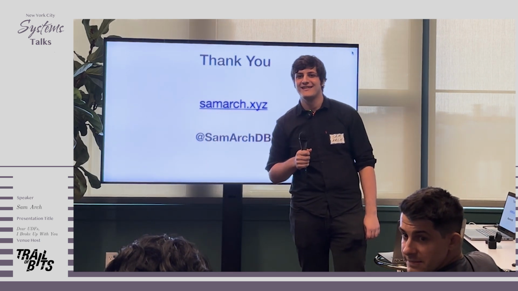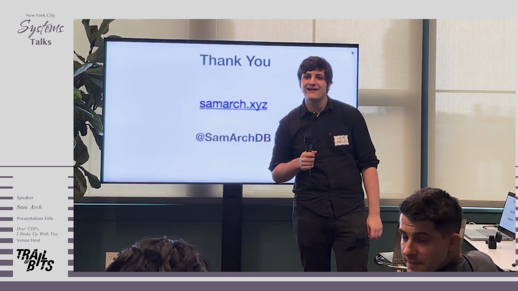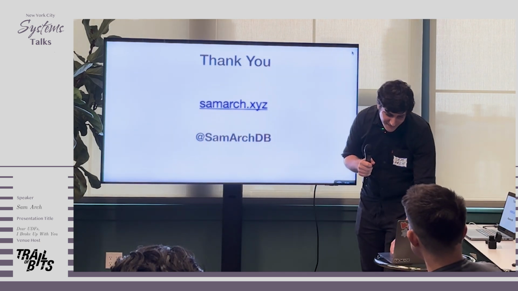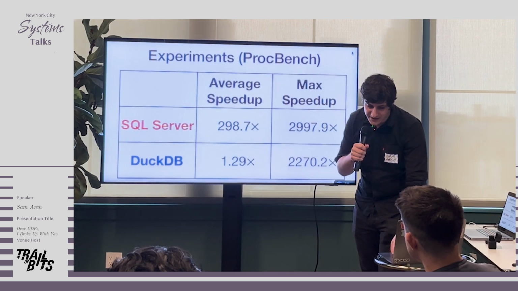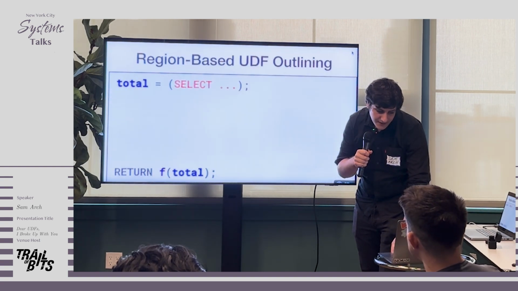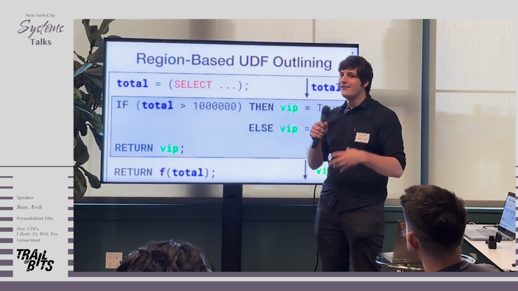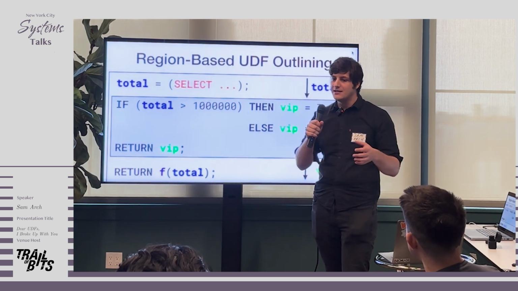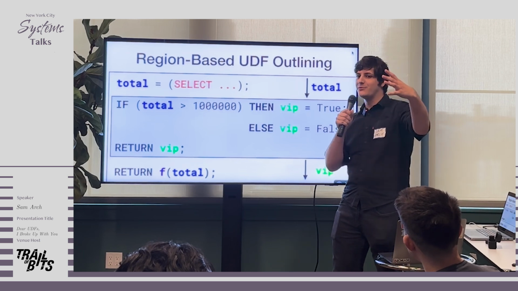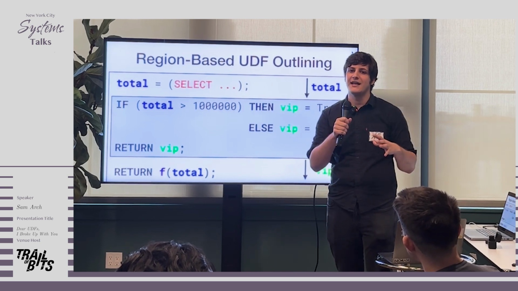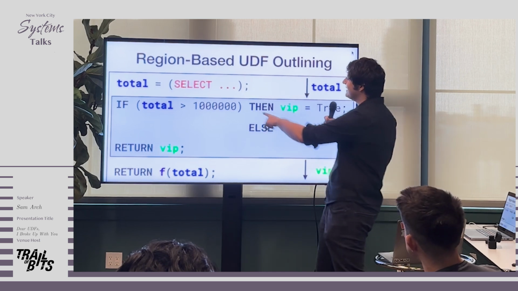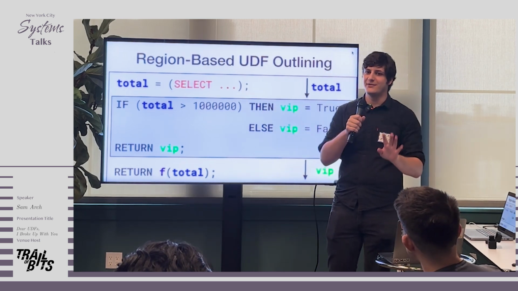How did you decide that a region was good for outlining? Yep, that's a great question. So the question is, how do you decide which regions to outline? We have an algorithm that's in the paper, and the idea is essentially that you want to outline the biggest possible region that you can that doesn't contain any select statements, because you really need to inline the select statements. Everything else you don't really care about.